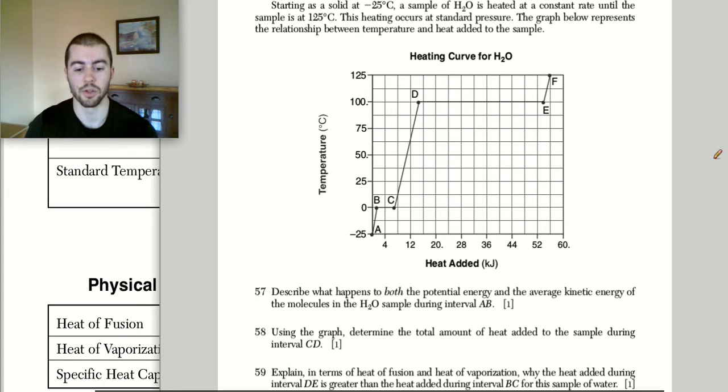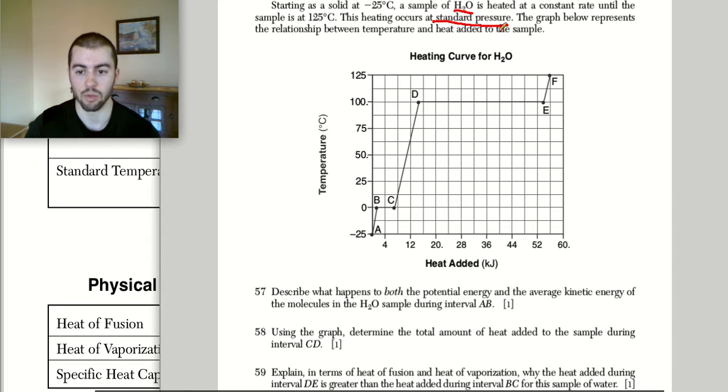Okay, in this video we're going to do questions 57 to 59 in the June 2013 Chemistry Regents exam. So we have a heating curve here for this set of questions, and it says this is a sample of water, and it tells us the starting temperature, which we can also tell from the graph, and then the finishing temperature, which we can also tell from the graph.